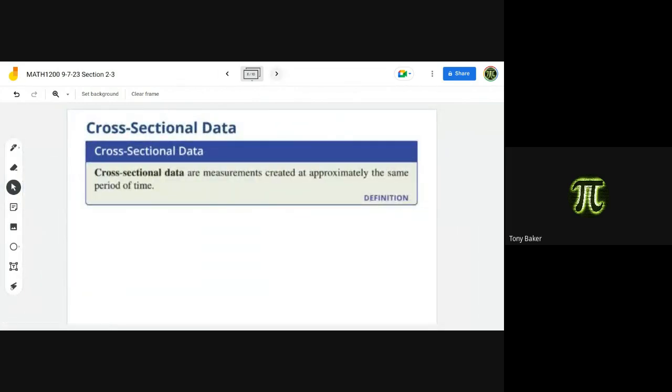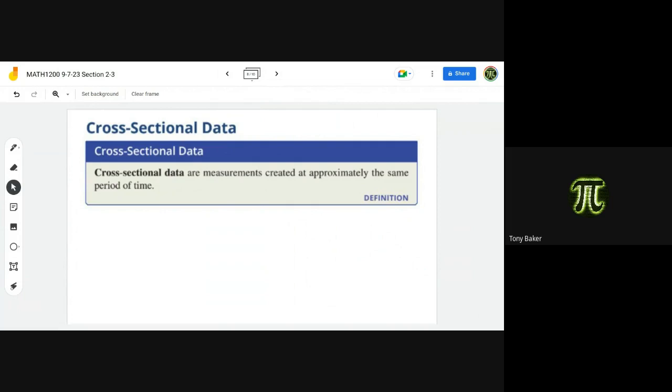All right. The next set of data that we want to look at is called cross-sectional data. Cross-sectional data is looking at a bunch of different stuff at the exact same time. Okay. So say we had a chart and showed us the average gas price in all 50 states this week. That would be cross-sectional data.